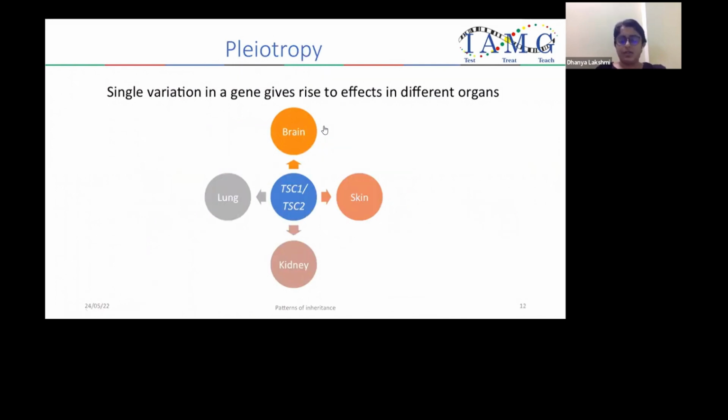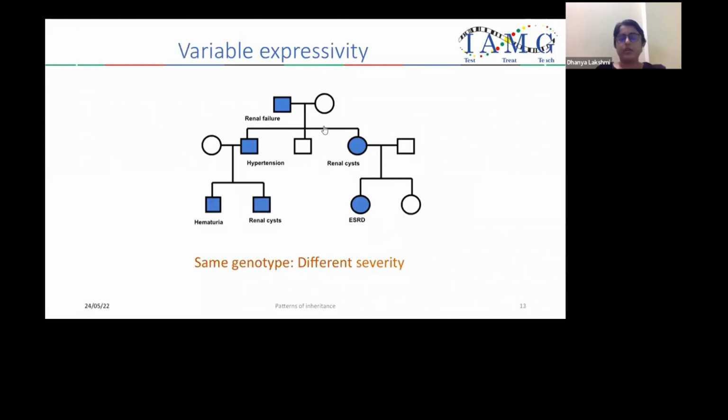There are certain features which an autosomal dominant disorder can exhibit. One of them is known as pleiotropy, where a single variation in a particular gene gives rise to effects in different organ systems. For example, variation in the tuberous sclerosis 1 or tuberous sclerosis 2 gene can result in phenotypic features in the brain, skin, kidney, or lung.